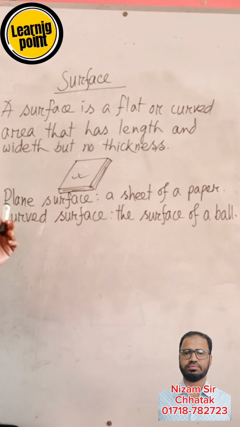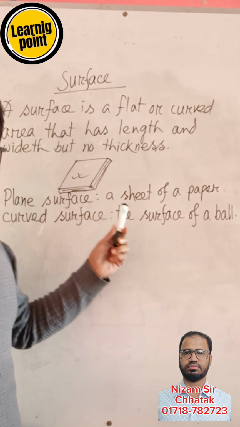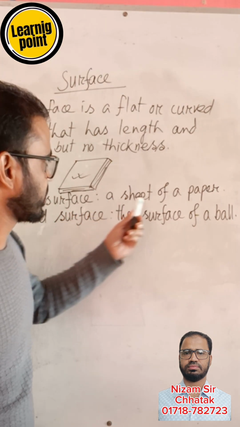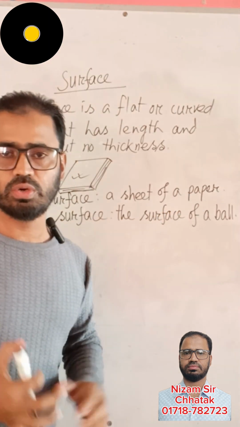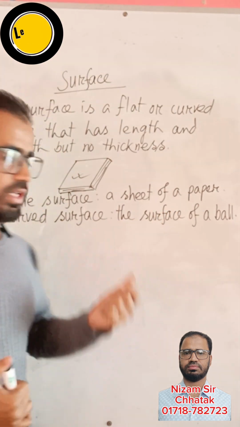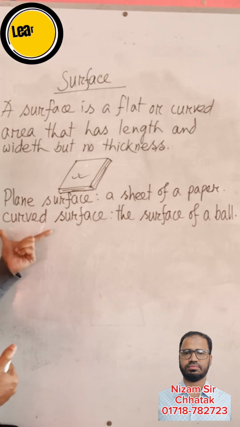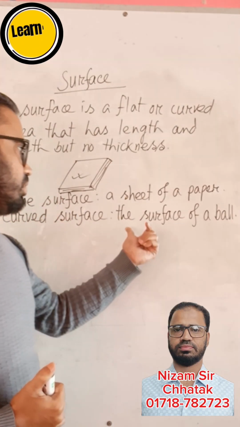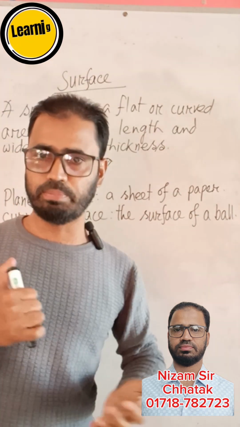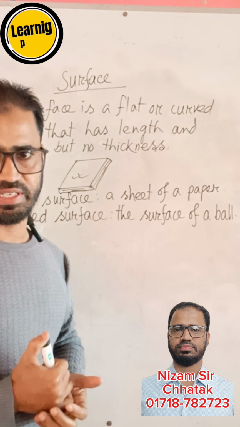So here you can see there are two types of surface: plain surface, for which the example is a sheet of paper or the page of a book, and the next is curved surface, for which the example is the surface of a ball. This is an example of curved surface.